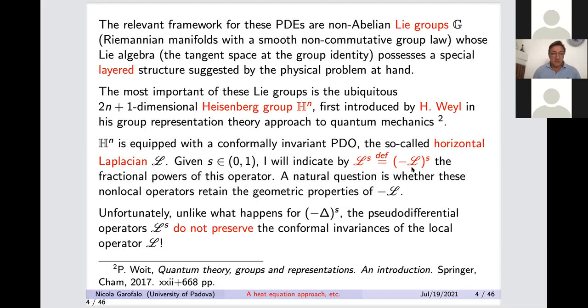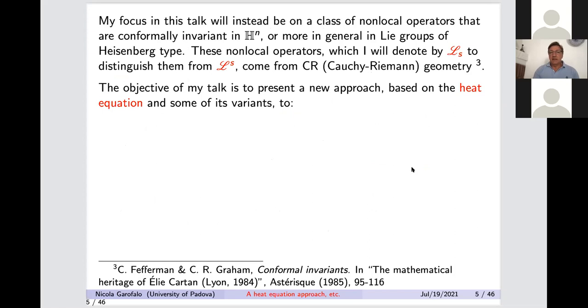And so the first natural question that arises is whether these non-local operators retain the geometric properties of minus L. And unfortunately, unlike what happens for the standard Laplacian, these pseudo-differential operators, L^s, do not preserve conformal invariances of the local operator L. So the focus of my talk will instead be on a class of non-local operators that are conformally invariant in the Heisenberg group, or more in general, Lie groups of Heisenberg type. And I will denote these non-local operators, which I will introduce shortly, with the symbol L_s to distinguish them from the standard fractional powers, L^s.